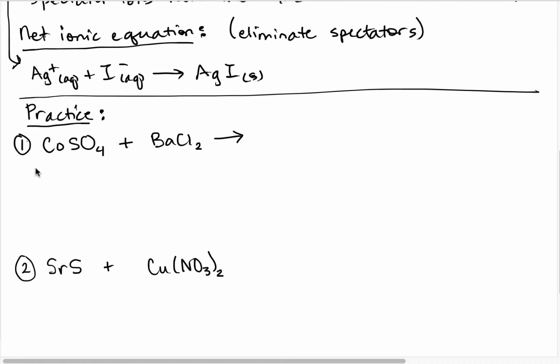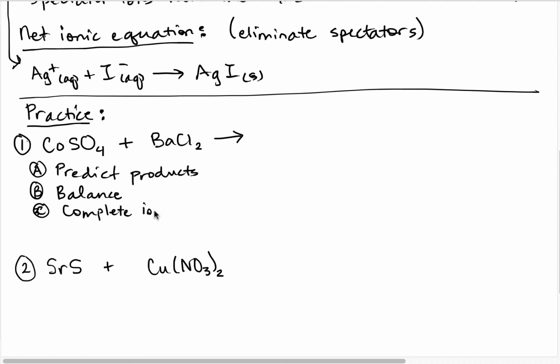So the first thing that you are going to do is predict the products. The second thing you are going to do is balance if necessary. The third thing that you are going to do is write the complete ionic equation. The fourth thing you are going to do is identify the spectator ions, if there are any. And finally, you can write the net ionic equation.